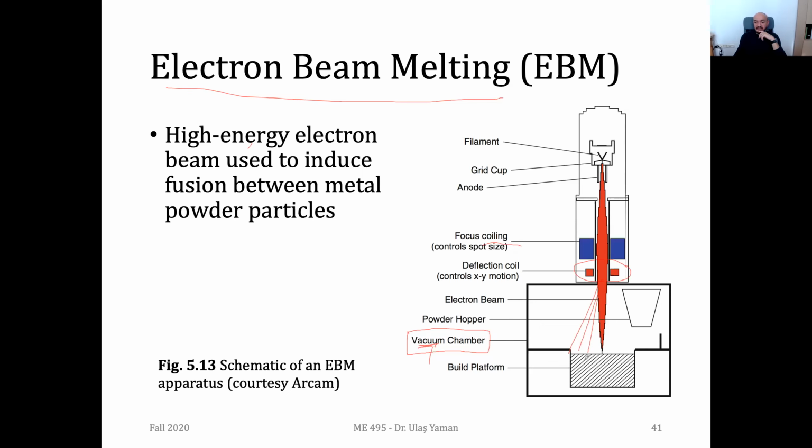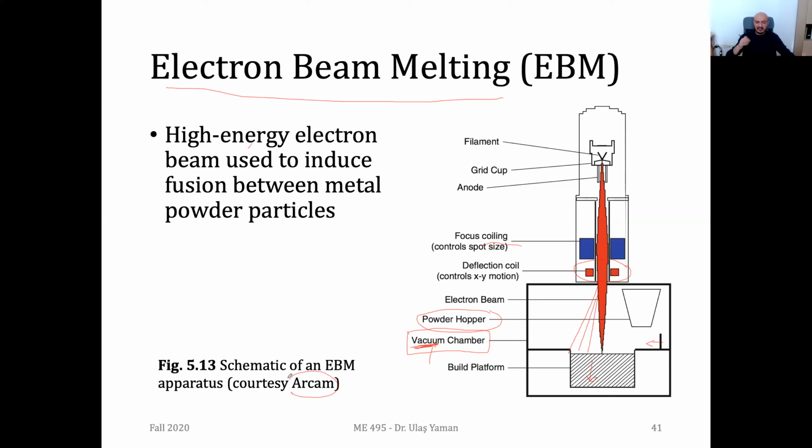But other fundamentals are very similar. Again, we need to move our platform downwards, and we need to again have some powder feeding systems. Here they are using a hopper and a kind of a blade. It's moving to the left in this case, but you may also use various approaches. But the important thing is that you should have a vacuum environment, otherwise you will not be able to do the process. And this was mostly developed by the company called Arcam.